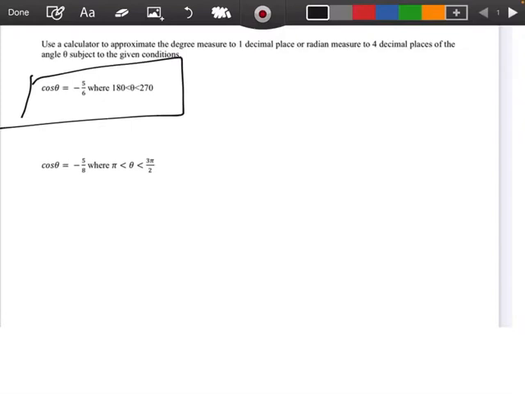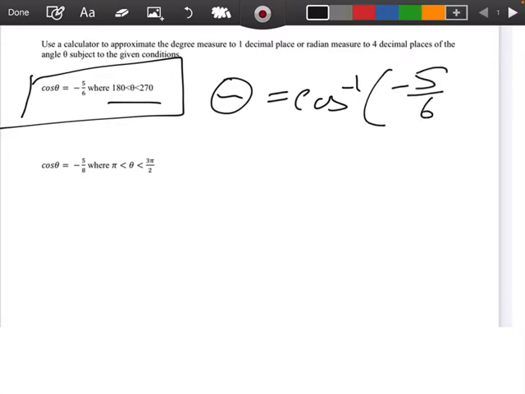I'm going to look at this first problem here, and it says, use a calculator to approximate the degree measure to 1 decimal place or radian measure to 4 decimal places of the angle theta subject to the given conditions. And I said because of the way the angle is written here, we're supposed to be writing our answer in degrees, right? So we said the way we're going to solve this was we're going to say that theta was equal to the cosine inverse of negative 5 over 6, okay?